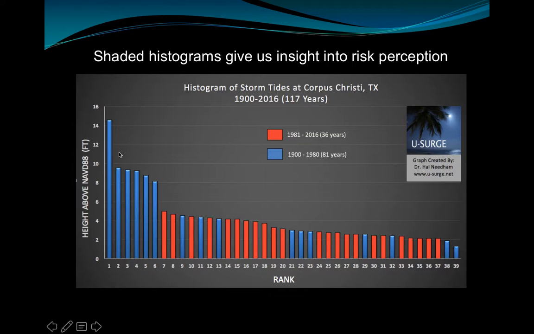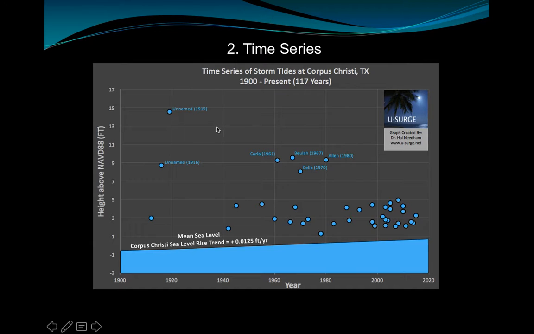A time series is also helpful to look at this. So this is taking the same Corpus Christi data, and I put this in our product number 2 here, time series. This is looking at time from 1900 to present. This is the height in water level above NAVD 88. And again, these 6 extreme events really stand out.